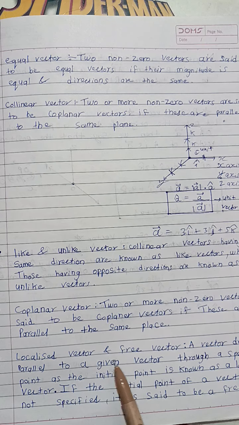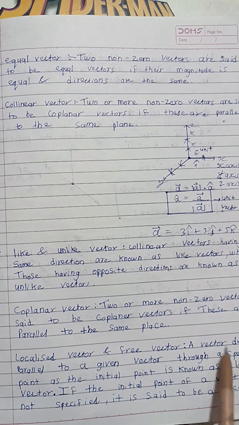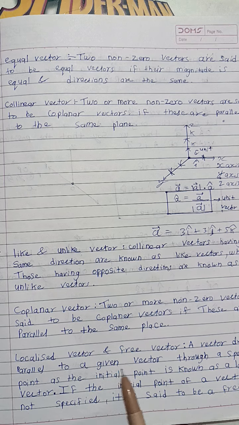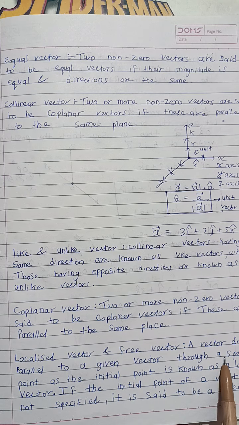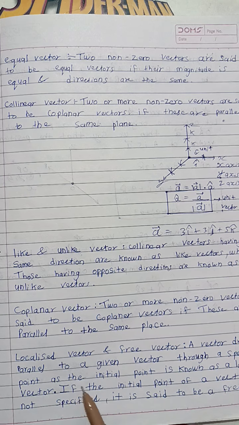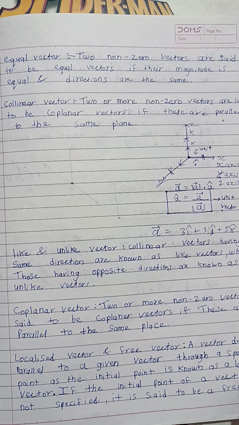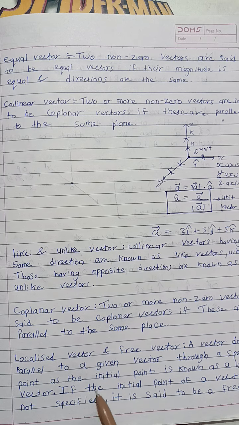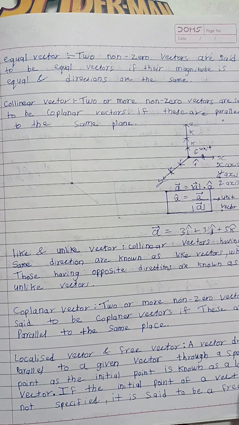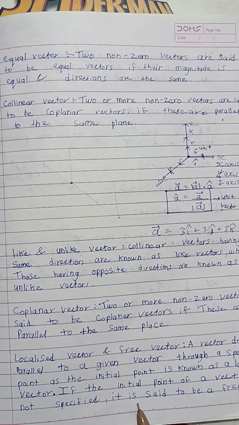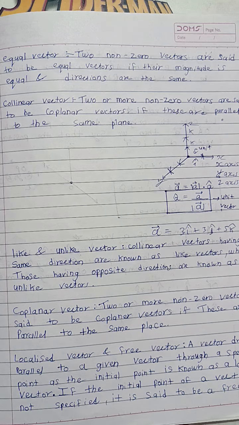Localized vectors and free vectors: the vector drawn parallel to a given vector through a specified point as the initial point is known as a localized vector. If the initial point of a vector is not specified, it is said to be a free vector.